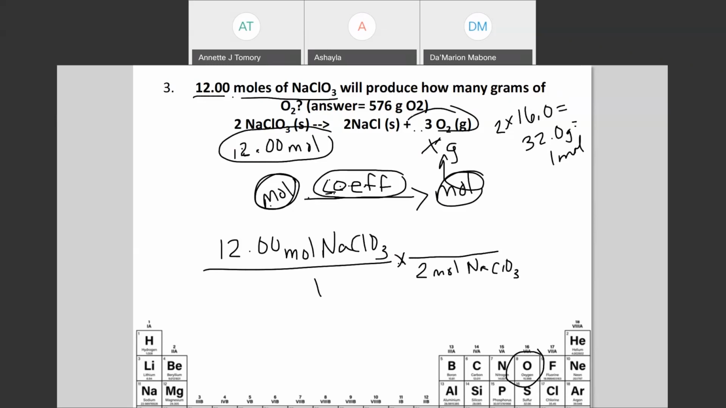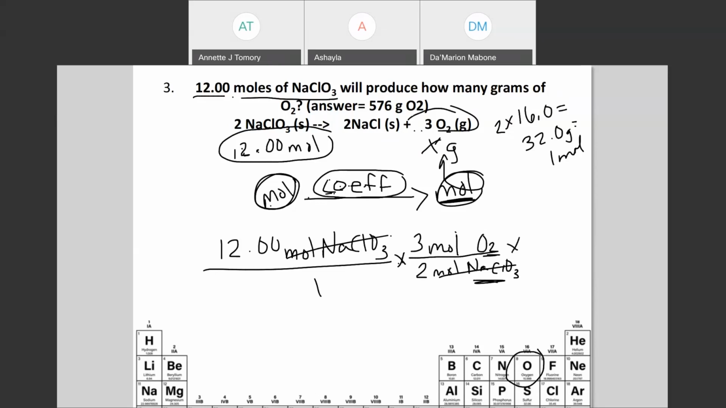Grams. Grams of what compound? Oxygen. Oh, we need to go to moles of oxygen first then. So what's the coefficient of oxygen? 3. All right. We've changed compounds. On the top here we see O2, on the bottom we see NaCl3. Now we can go from moles to grams of oxygen by using the molar mass.